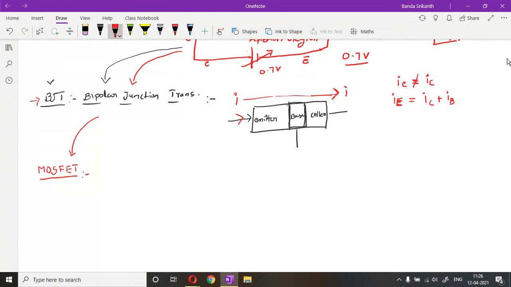See, suppose you are giving 1000 rupees to one person, that is the collector. You are giving 1000 rupees, but the collector is not getting 1000 rupees, only 900 rupees, and 100 rupees is going to the base. Is it good or bad?